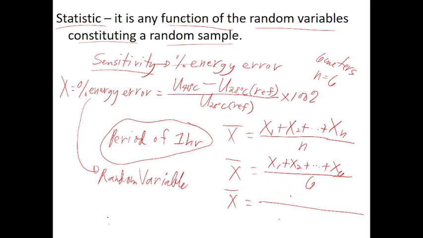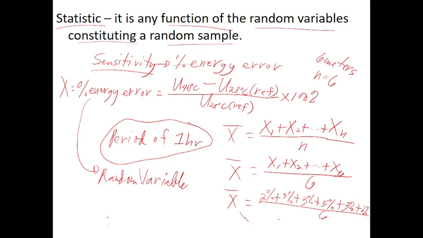Percent energy error or sensitivity of 2%. For meter 2, 3%. For meter 3, 3% again. For meter 4, 5%. No, using this formula. For meter 5, 3%. For meter 6, 2%. There. Then divide by 6.